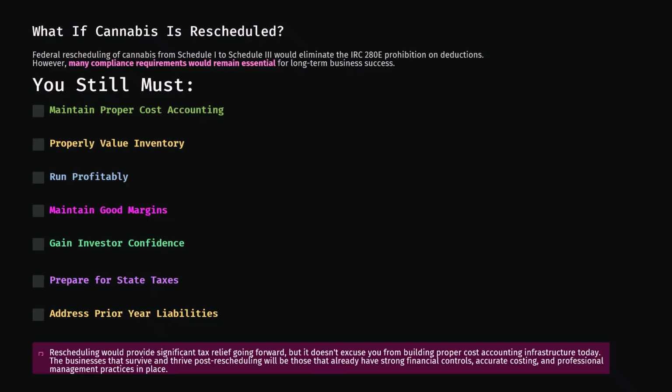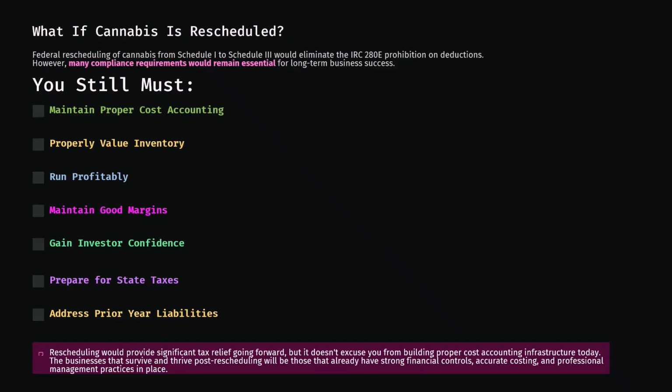You'll still need to run profitably. Tax liabilities are irrelevant if your business isn't generating sustainable profits. Rescheduling doesn't solve fundamental business challenges like overcapacity, pricing pressure, and operational efficiency. And of course, you still have to maintain good margins. So understanding your true costs enables you to maintain healthy margins and make intelligent pricing decisions. Businesses that don't know their costs make poor pricing decisions regardless of tax treatment.